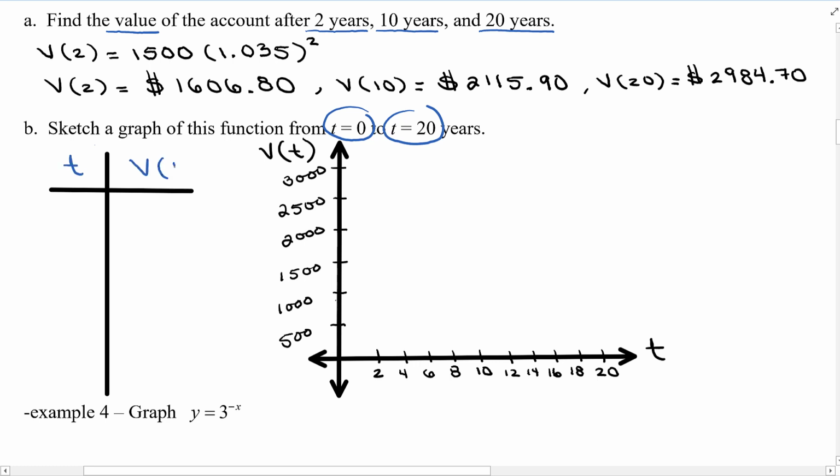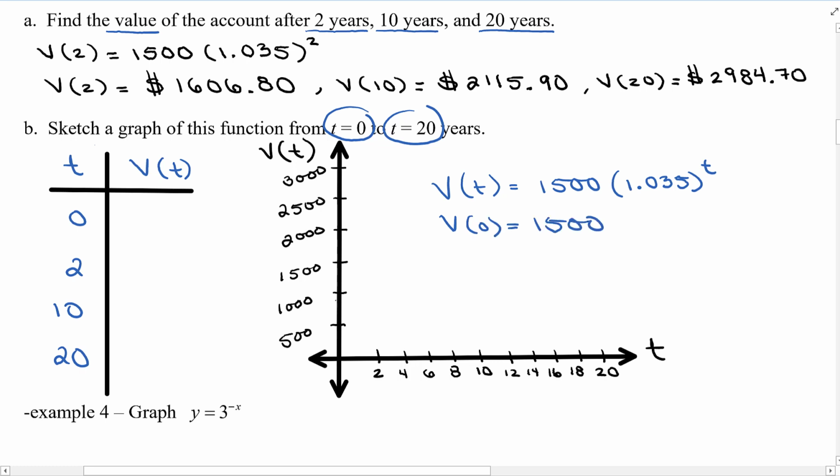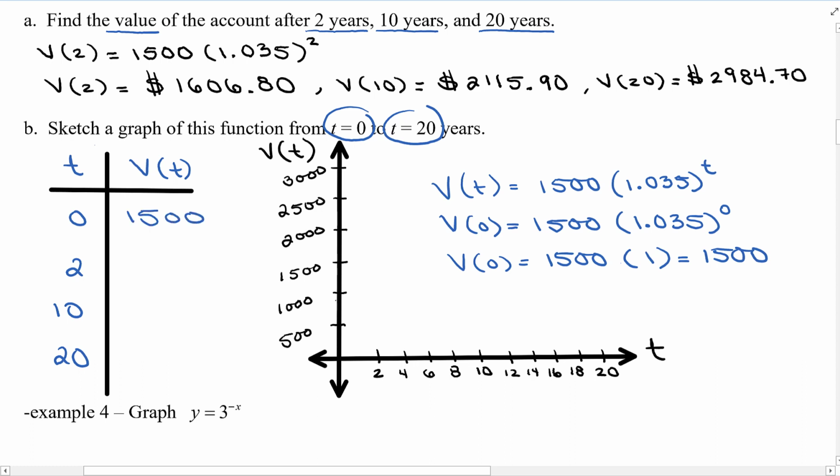I've done a 2-column table for values of t and v of t. Under t, I've chosen the values 0 to 10 and 20, values that I already happen to have. I already evaluated v of t for those values. V of t equal to 1,500 times 1.035 raised to the t power, but I'm going to find v of 0 because that's the only one I'm missing. So v of 0 is equal to 1,500 times 1.035 raised to the 0 power. So v of 0 is equal to 1,500 times 1, which is equal to 1,500.